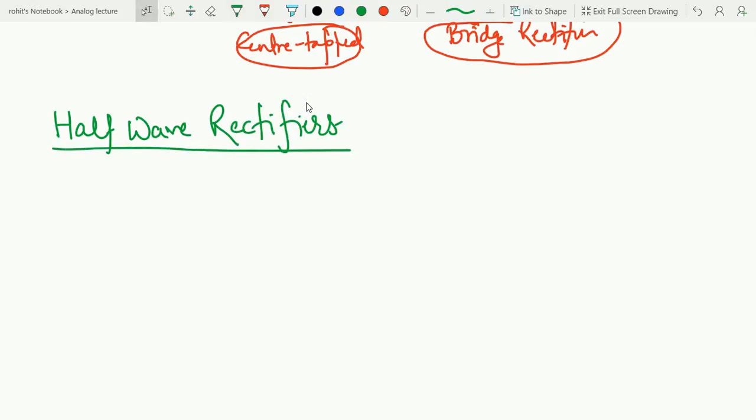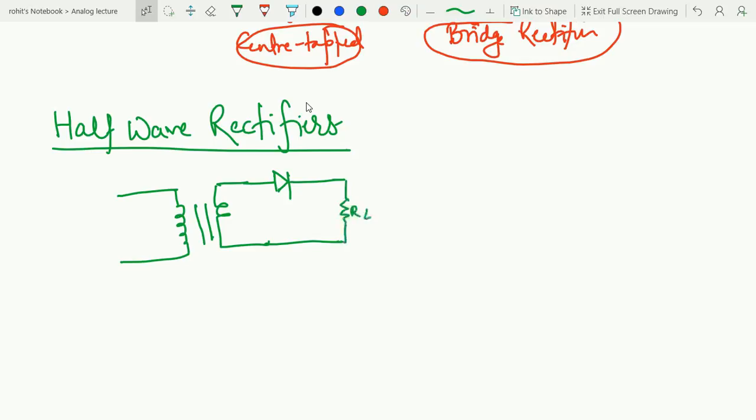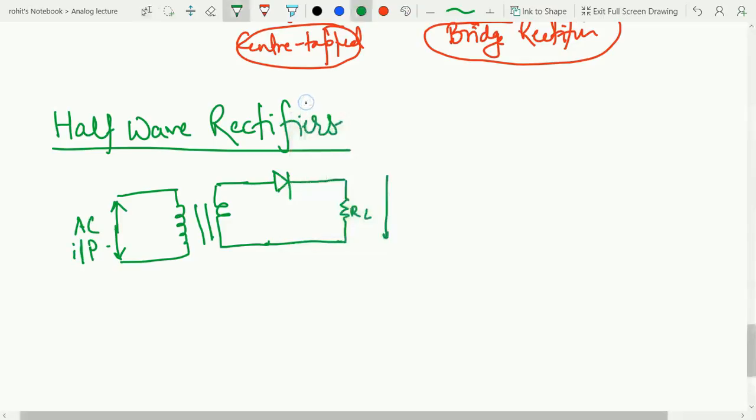First of all, we will draw the half wave rectifier circuit. If you are also making notes along with me, you should also keep drawing, so you get practice too. So it's a step down transformer. Here we will use only one diode, and here is a load resistance RL. This is the AC input and the pulsating output will come here.